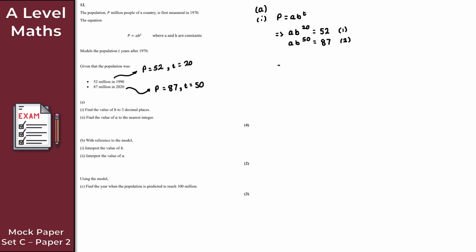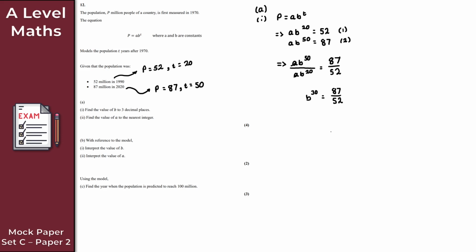So in that case then, what I get here is AB to the 50 over AB to the 20, and this here then is equal to 87 over 52. Now clearly the a's just cancel here, like so. I've got b to the 50 over b to the 20, so just basic rules of indices, right? I get b to the 30. So b to the 30 then is equal to 87 over 52.